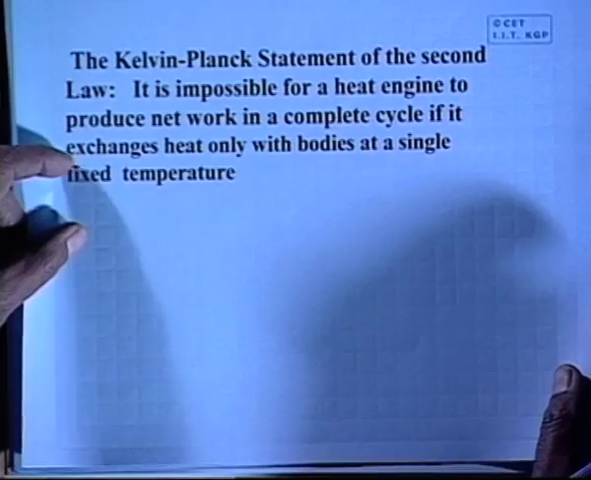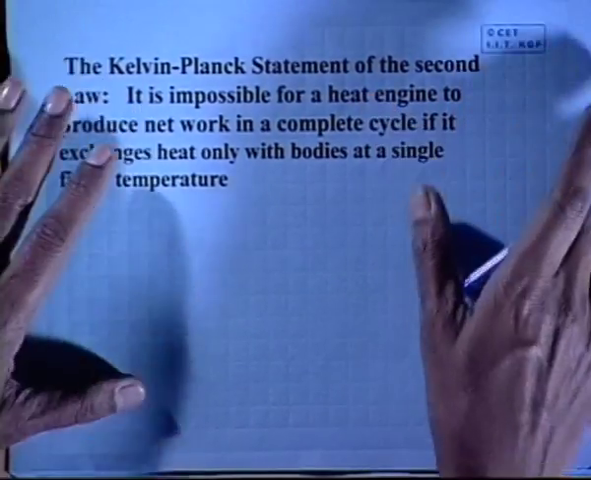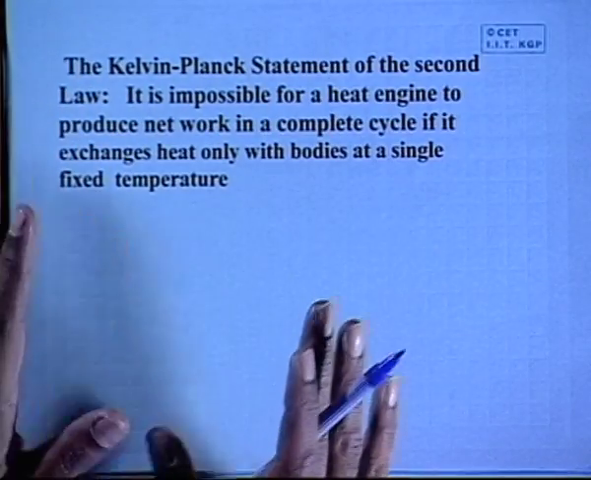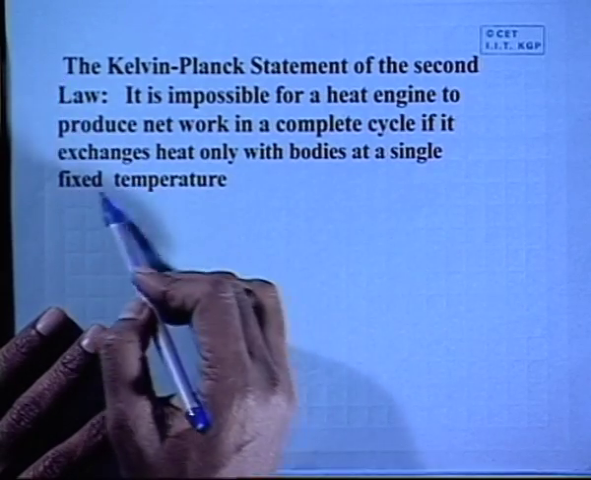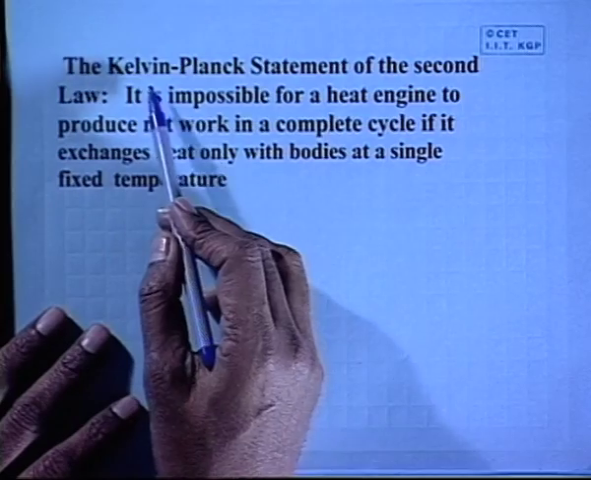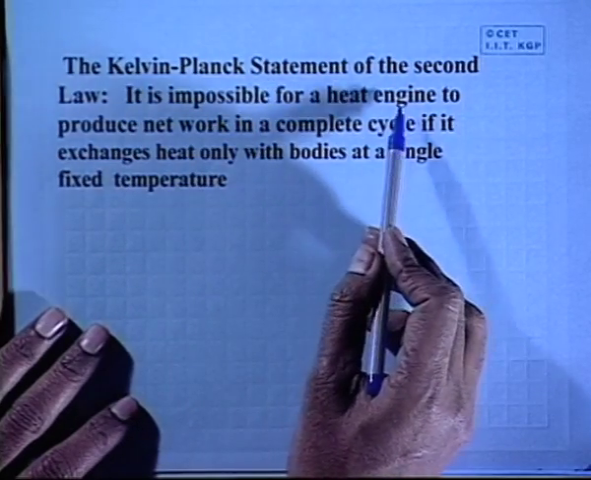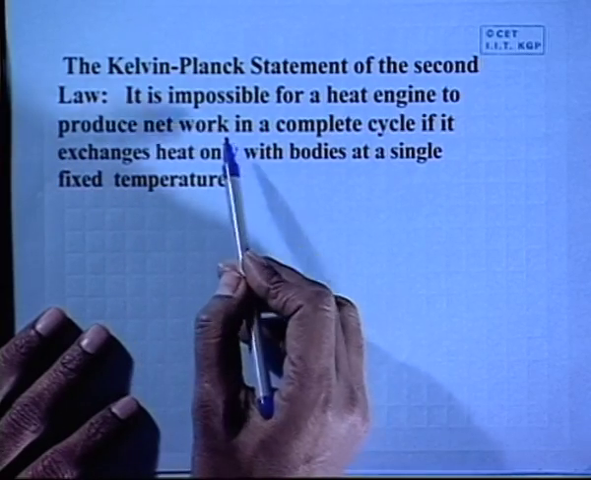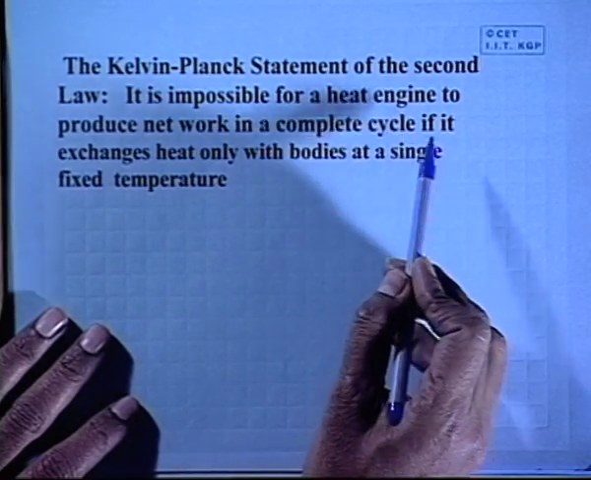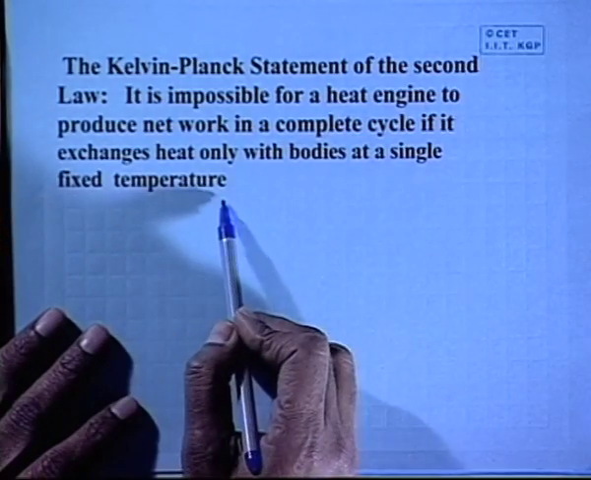of heat into work. This was first told by Kelvin, and the original statement actually came in a little different way, as I explained, because this is the easier way to understand the thing rather than first following the Kelvin-Planck statement. Now you can appreciate the Kelvin-Planck statement of the second law: it is impossible for a heat engine to produce net work in a complete cycle if it exchanges heat only with bodies at a single fixed temperature.